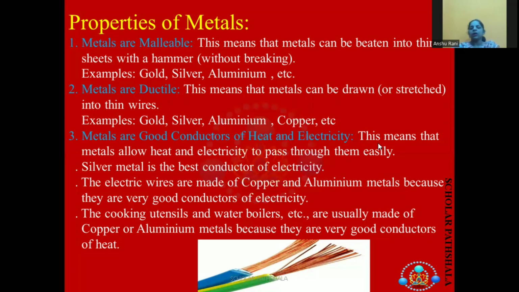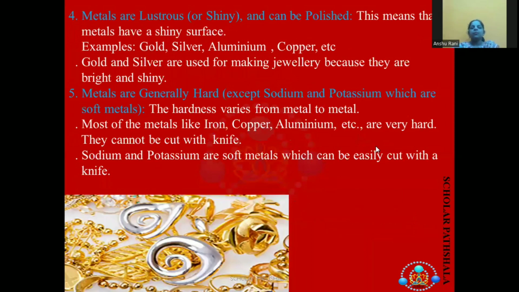Metals are good conductors of heat and electricity, means they can allow electricity to pass through them. On the basis of this, we make electric wires with these metals, and we make our utensils for cooking also from metals because they are good conductors of heat. Metals are lustrous, means they are shiny substances like gold, silver, aluminium, copper. They all have shine in them.